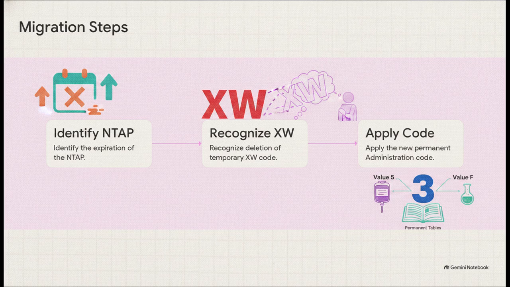Step 2, recognize the deletion of the temporary XW code. Just cross it out mentally. It's no longer valid for current discharges. And step 3, apply the new permanent 3 administration code, paying incredibly close attention to those brand new qualifiers, like our new value 5 for high-dose immune globulin or value F for the botanical enzymatic agent. Follow this structured logic, and you will always know exactly where to trace the new code in the permanent tables.